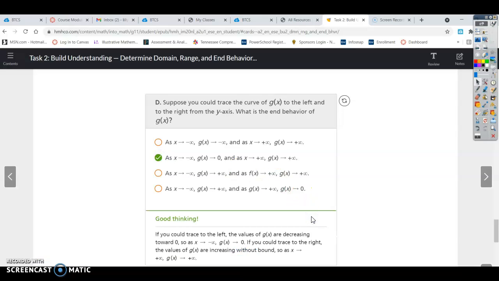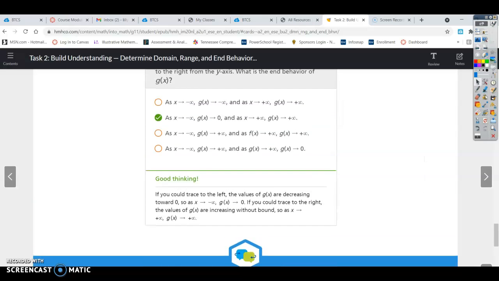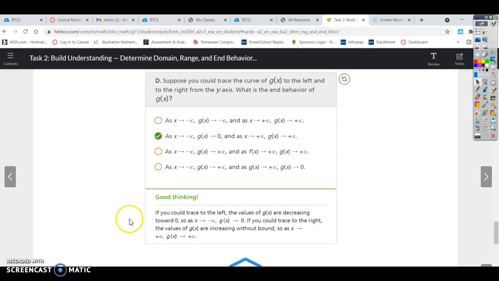All right. Hopefully you understand domain, range, and end behavior a little bit better. Do some practice activities, and if you have questions, remember you can always ask.